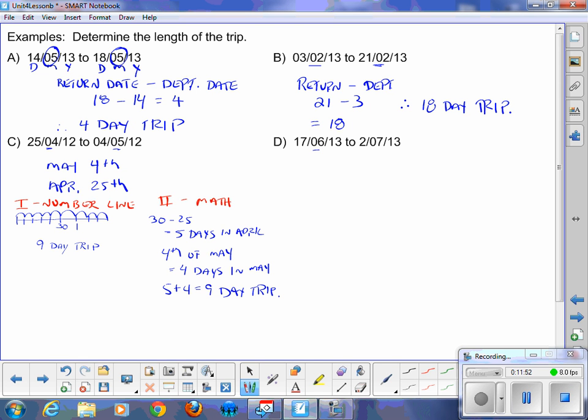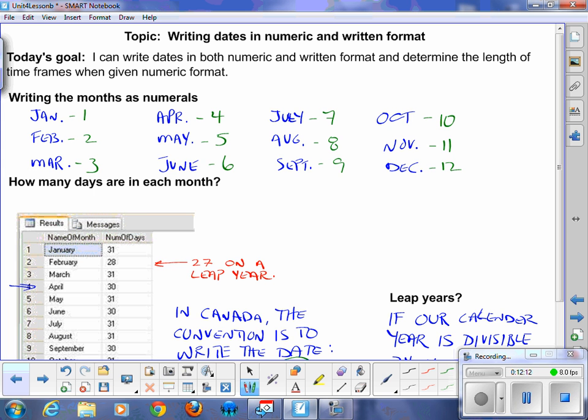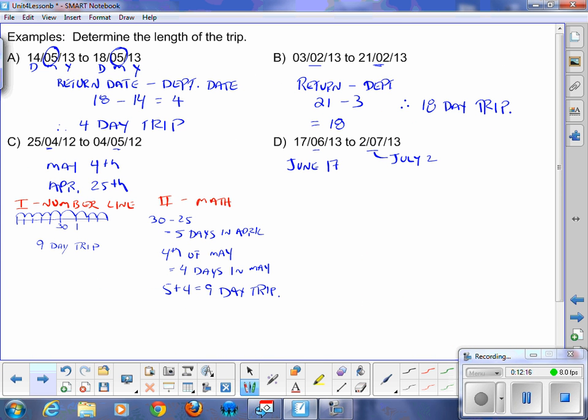Same thing here. So 6 to the 7th. So when you look at it, we have June to July. So this is July 2nd. This is June 17th. So if you want to do it with the math, we look at June. How many days are in June? So we come back here and I see that there are 30 days in June. So how long were you gone in June? Well, you do 30, take away 17, and you'd end up with 13 days in June. And then you're gone for 2 days in July because it's the 2nd. So therefore, 13 plus 2, you'd end up with a 15-day trip.